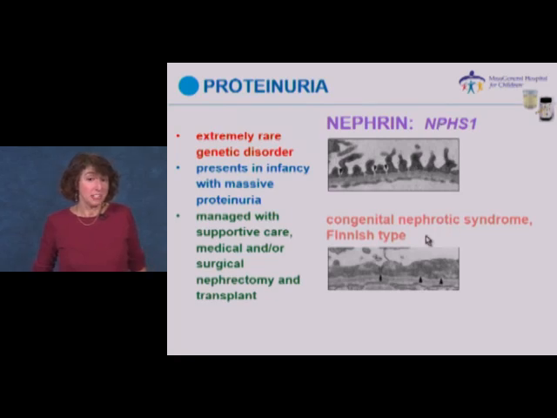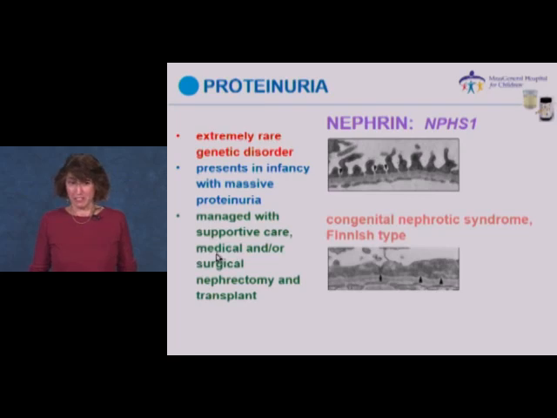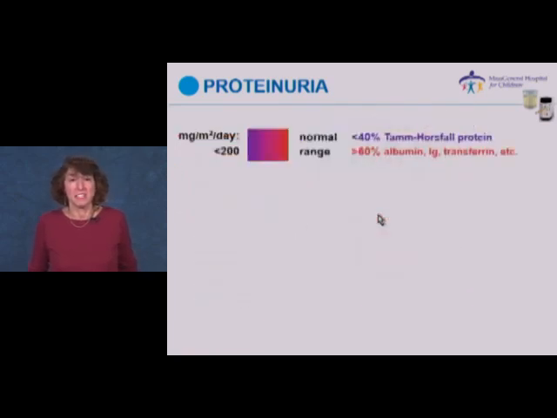and congenital nephrotic syndrome happen to be extremely rare genetic disorders. This disease presents in infancy with massive proteinuria, and it's managed with supportive care, medical and/or surgical nephrectomy as much as possible. You give nephrotoxins to reduce the GFR and to reduce the protein leak, and if need be, you actually remove the kidney and maintain the child on dialysis until he's big enough to undergo transplant. This is the nephrotic syndrome of infancy.